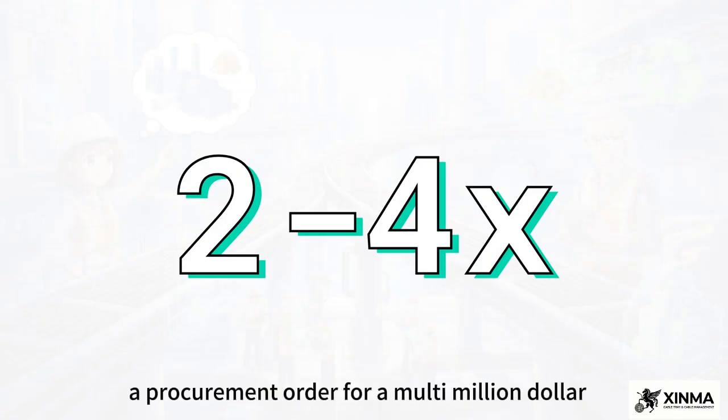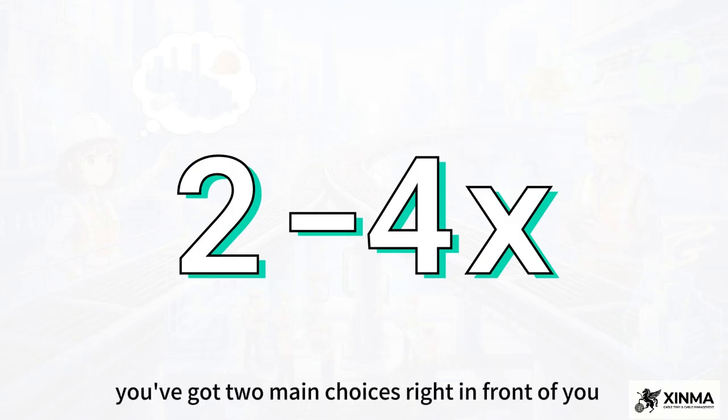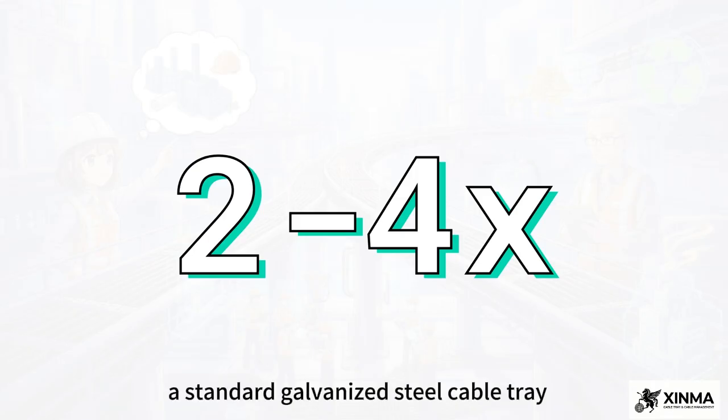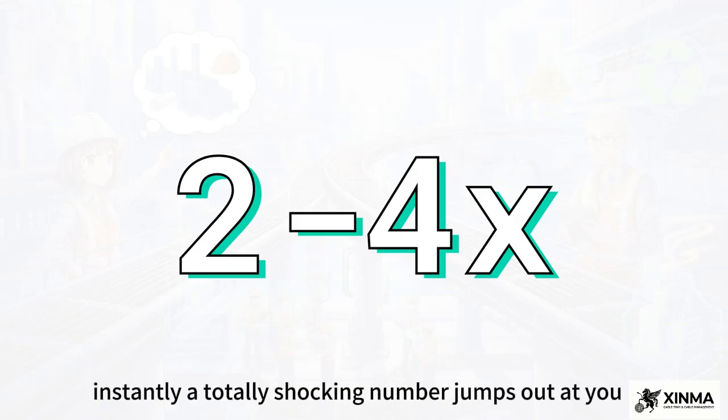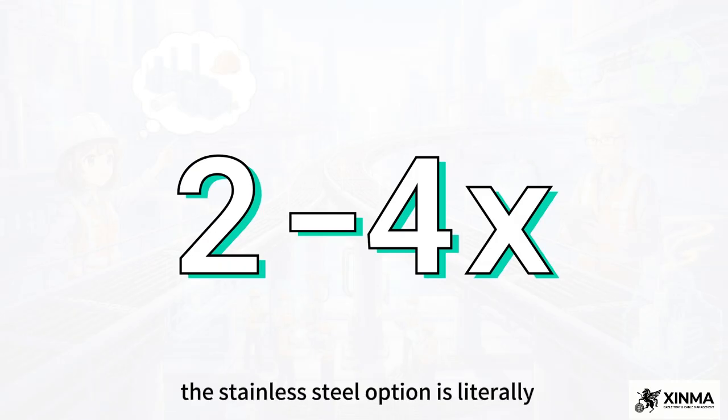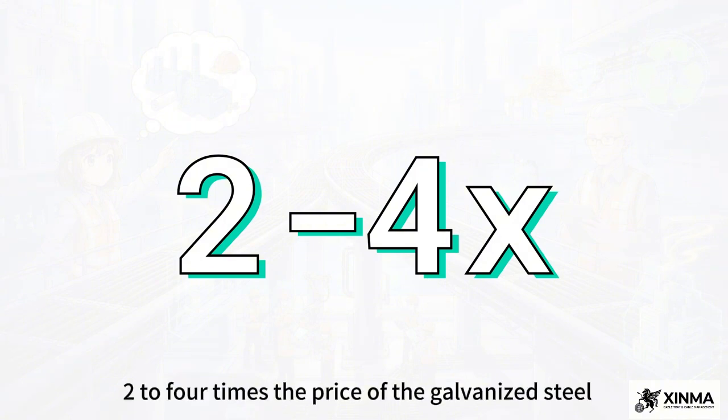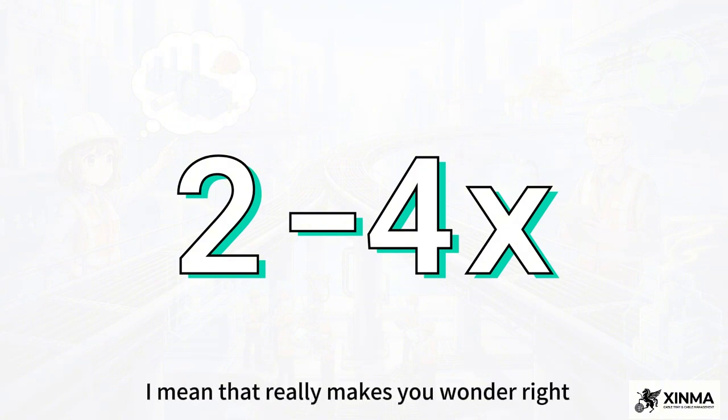Imagine you are auditing a procurement order for a multi-million-dollar infrastructure project. You've got two main choices right in front of you, a standard galvanized steel cable tray or a stainless steel one. Instantly, a totally shocking number jumps out at you. The stainless steel option is literally 2 to 4 times the price of the galvanized steel. I mean, that really makes you wonder, right?